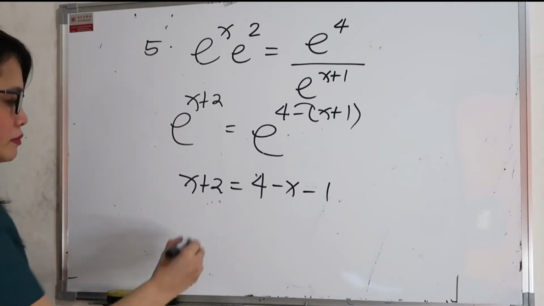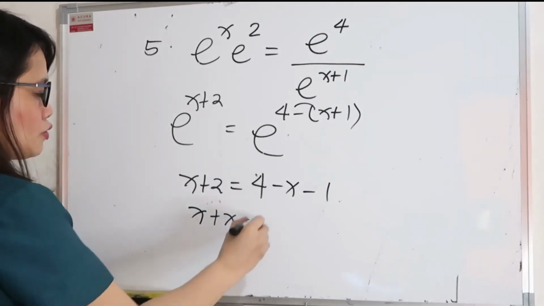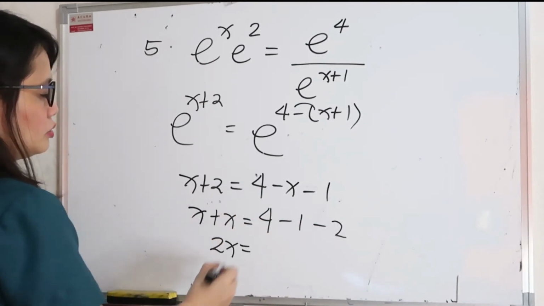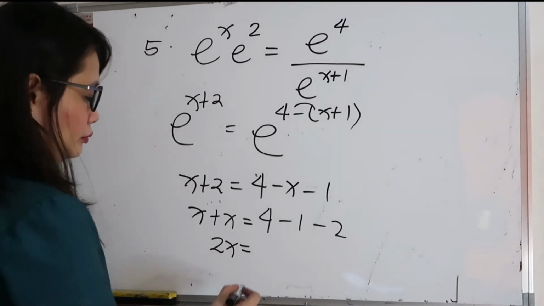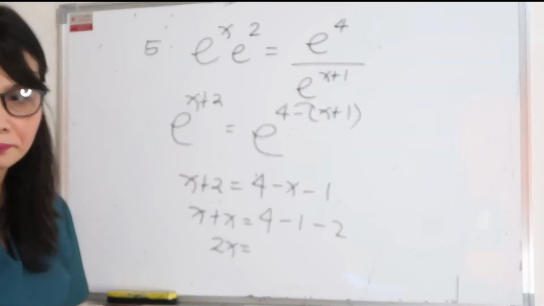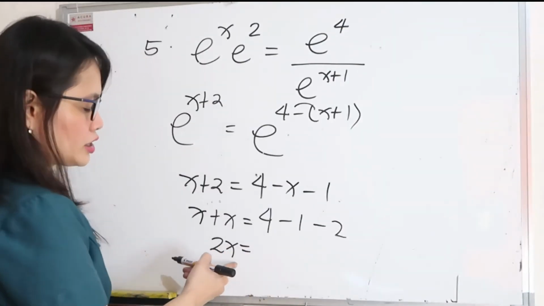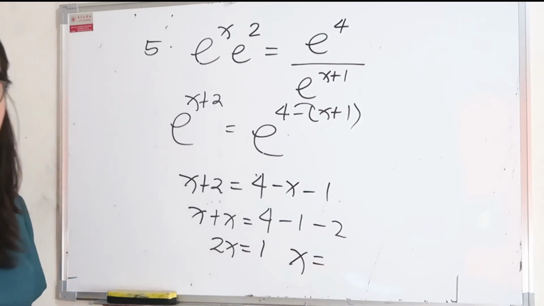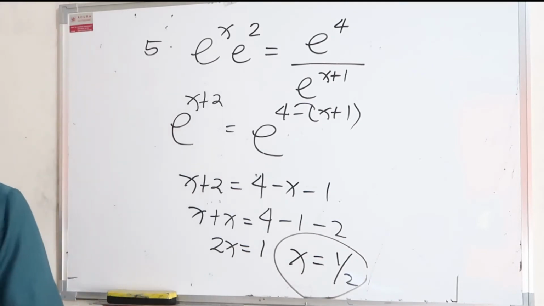So this will become x plus x is equal to 4 minus 1 minus 2. So 2x is equal to what? 2x is equal to 1. So therefore x is equal to what? 1/2. So x equals 1/2.